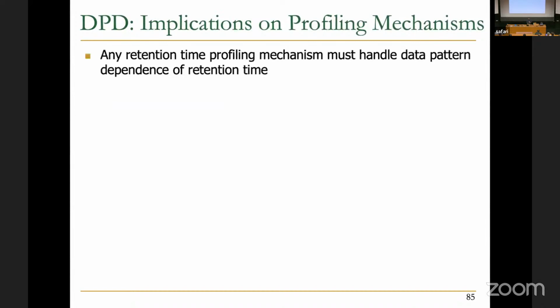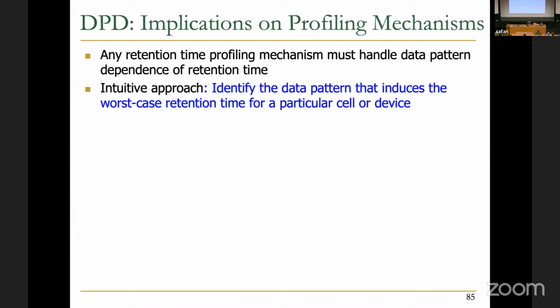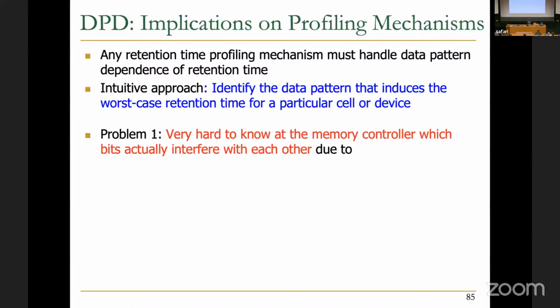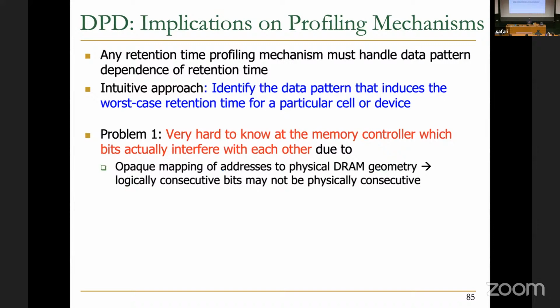So that's one challenge. Any retention time profiling mechanism must handle the data pattern dependence of retention time. An intuitive approach is to identify the data pattern that induces the worst-case retention time for a particular cell or device. But it's quite hard to know at the memory controller which bits are actually interfering with each other, because the mapping is not very transparent, it's opaque.